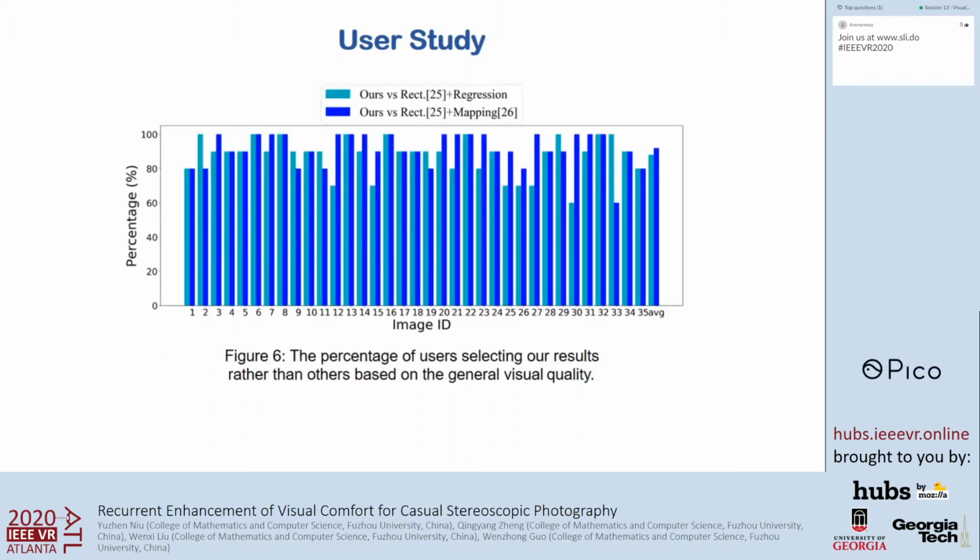We also show the percentage of users selecting our results against others based on the general visual quality of the stereoscopic images for each image, which also implies that our method is superior to the others. On average, the percentage that users prefer ours over the combination of work 25 and regression is 88%, while the percentage that users prefer ours over the combination of work 25 and mapping 26 is 92%.